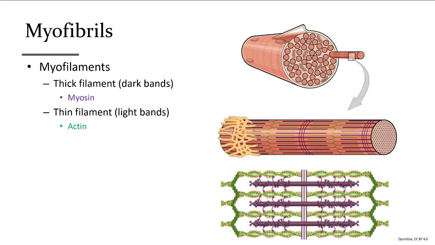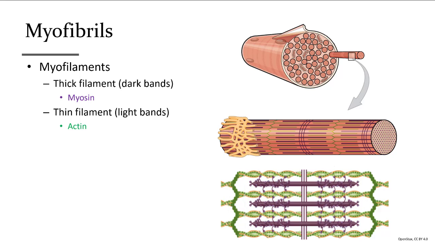There are two types of myofilaments. The thick filament, which is darker and thicker, is called myosin. The thin filament, which is lighter in color, is called actin. The arrangement is the myosin or thick filament is situated in between the thin actin strands. The actin is anchored at the end in a zigzag pattern that is aptly named the Z line.